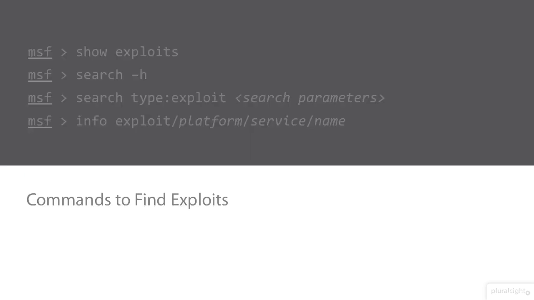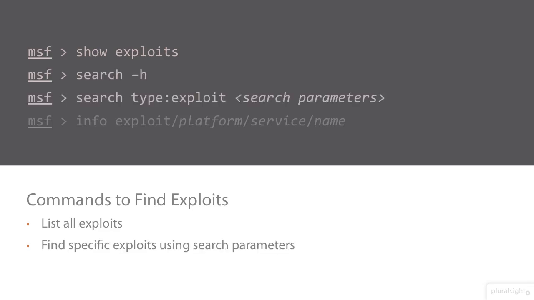Let's look at the Metasploit framework commands that you'll use for the configuration of exploits. We'll focus first on the commands used to find exploits in the framework's collection of exploit code. The command show exploits will list every exploit in the system. Currently, that's over 1,500 exploits. This may not be your best option to find a specific exploit.